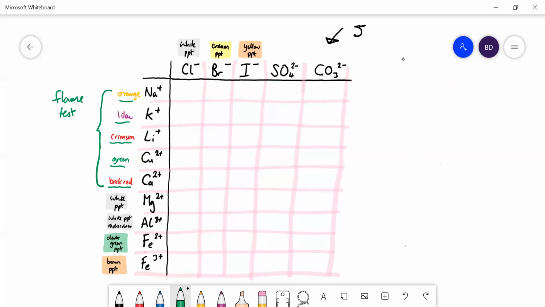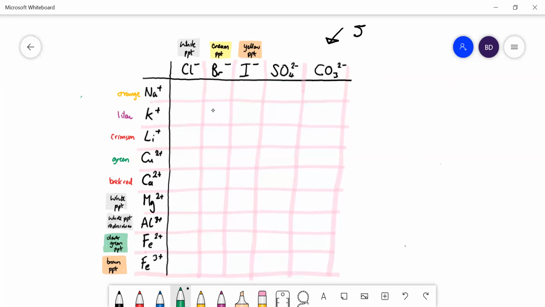Okay, so that's how you can identify all of those. The other positive ions, the magnesium, aluminium, and the iron ions, they don't give you any flame color at all. So if you put those in a Bunsen flame, you get no flame color.